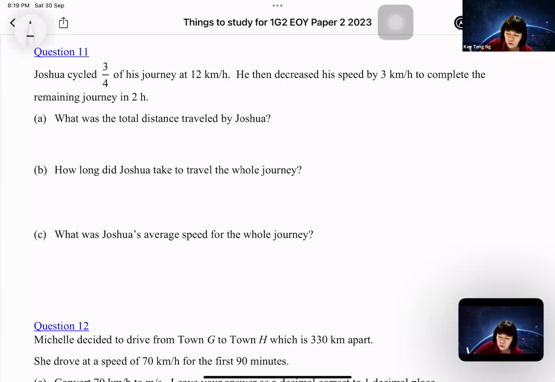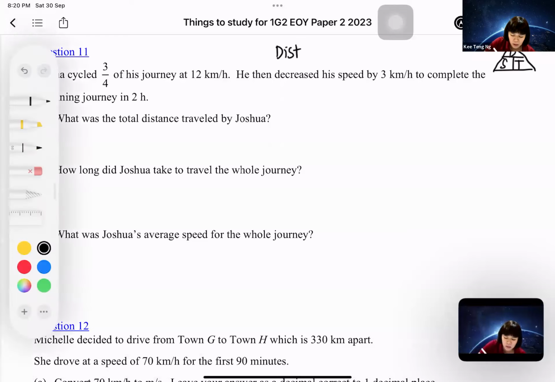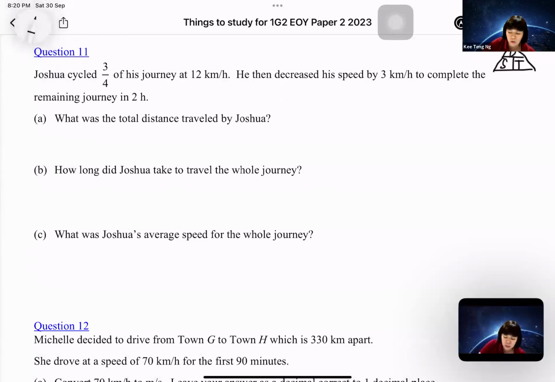Well, this one, a lot of you didn't do very well for your WA3, yeah? Distance, speed, time. So if you're not very sure, distance equals speed times time. All right, and then speed equals distance divided by time, and time equals distance divided by speed. So many different versions. First part, usually I always write D, S, and T.